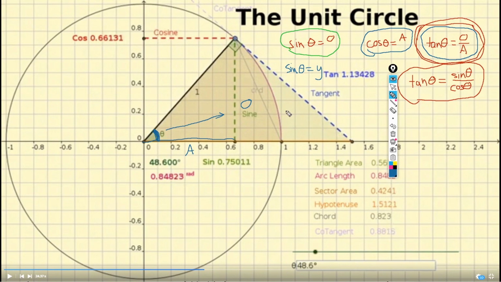And cosine of theta, that's our adjacent, which is the x component, or the base of this triangle. So cosine of theta is equal to x.